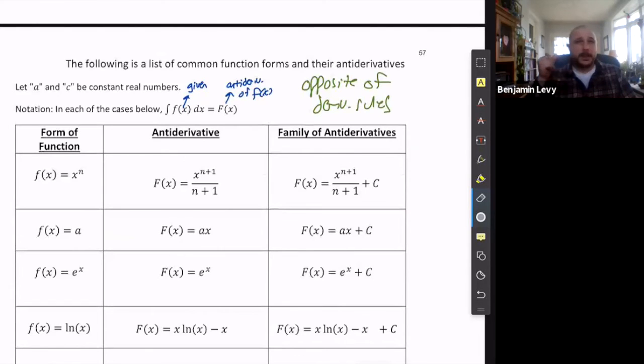Can I clarify something about that? And then to see how we have the regular one in the middle and then the family on the right. And literally it's just throwing the plus c on here. That's the only difference.